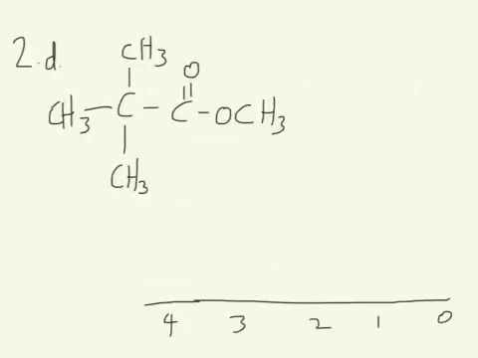This is 2D from your activity packet. So we're supposed to sketch what the NMR spectrum of this compound might look like. What we have here are methyl groups all bonded to the same carbon, and this single bond is able to twist. So really all these CH3s are equivalent. There's nothing making one CH3 group distinct from any other. So all three of these H3s are equivalent, and they're going to be responsible for one signal.